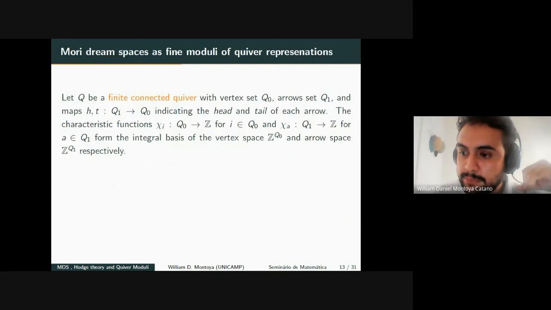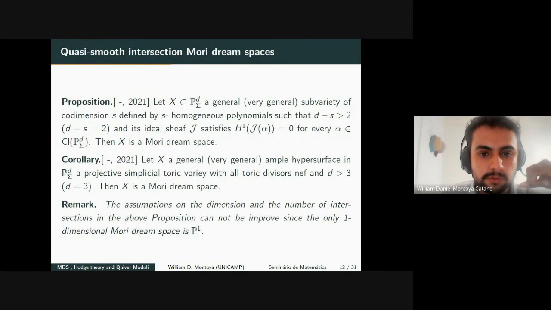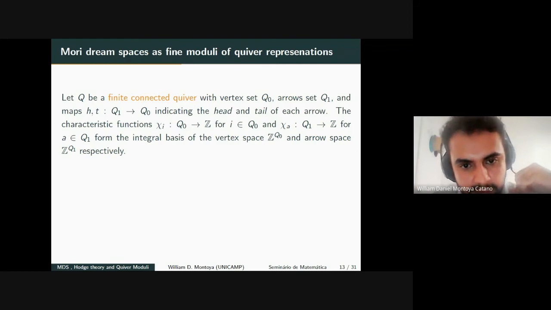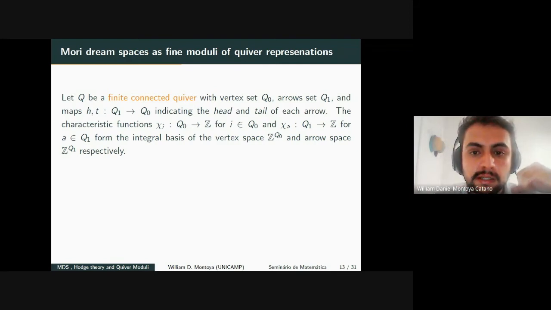Now, keeping all these things in mind, the rest of the talk I would like to focus on how to produce Mori dream spaces. Following the ideas of Craw and Smith, I will show you how to construct Mori dream spaces as fine moduli of quiver representations. I will start by defining what a path algebra is, and in which kinds of quivers we are interested. One of the main things is the vector dimension.